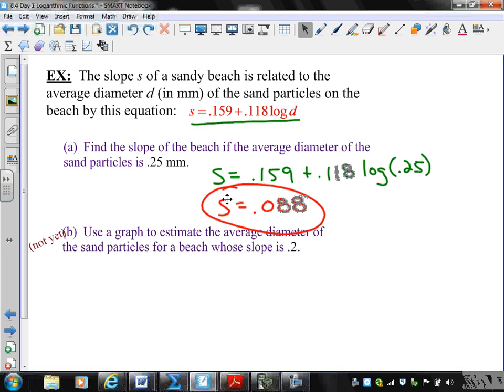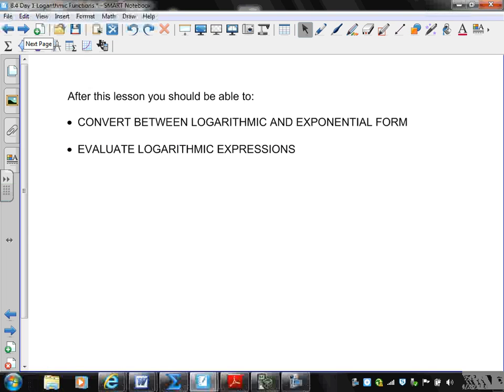Okay, so a little wrap up here. Did we do what we said we were going to do? Can you convert between log form and exponential form? Hopefully this was helpful and you can do that at this point. Can you evaluate logarithmic expressions? Again, go back and rewatch this video if these aren't clear. You'll find these pretty early on in the video.